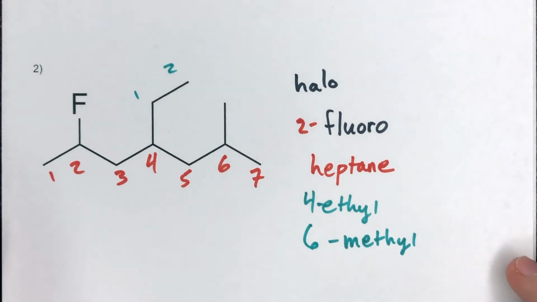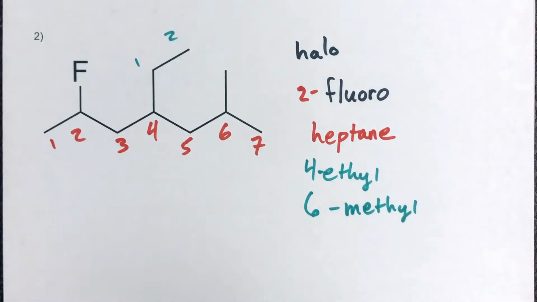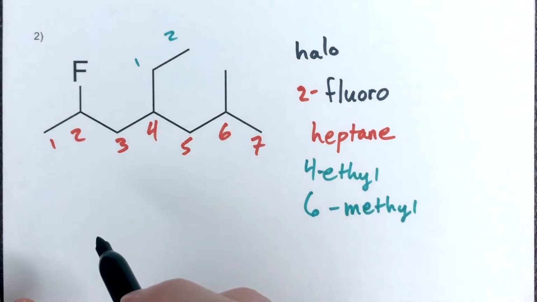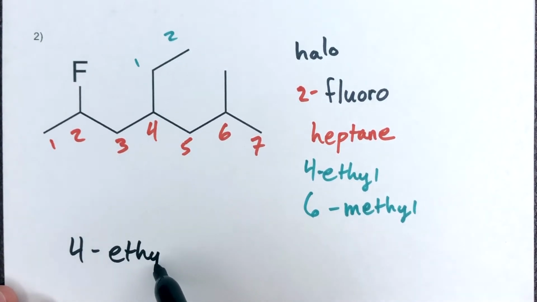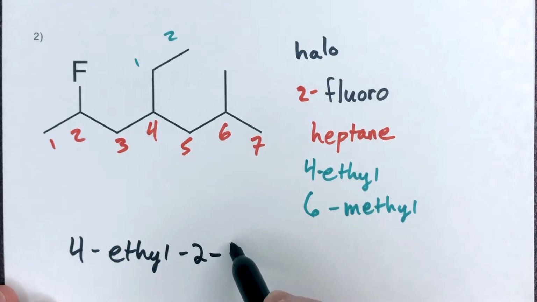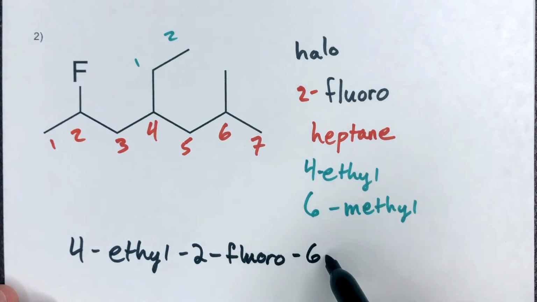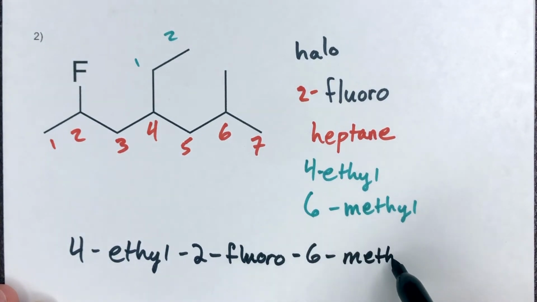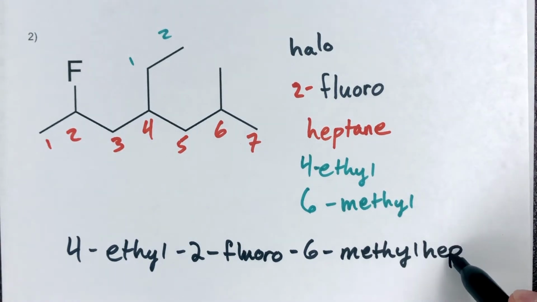So now again, alphabetical order when you put this all together. So the ethyl group goes first because E is before F in the alphabet. So this becomes 4-ethyl, 2-fluoro, 6-methyl heptane. Again, all one word at the end.